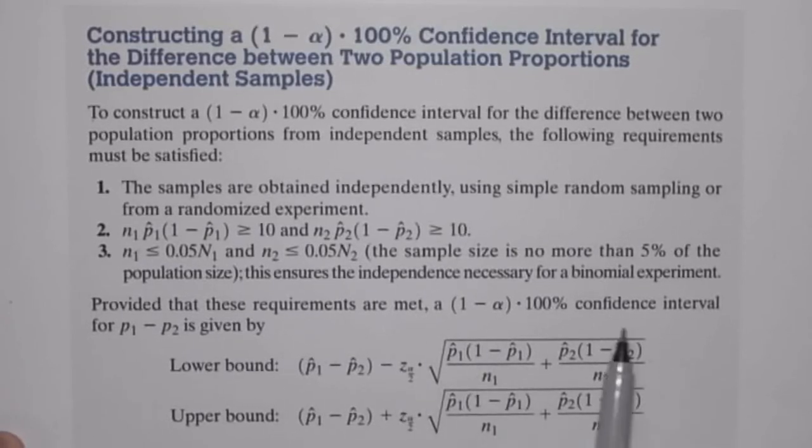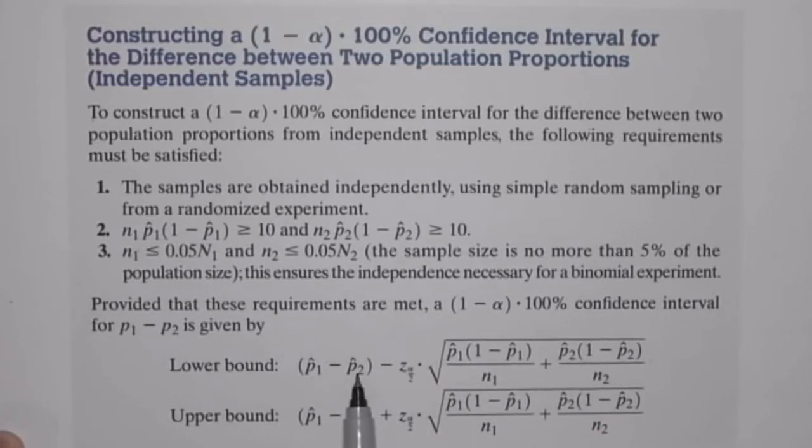What's happening here is this Z sub alpha over 2 is the critical value for the 1 minus alpha times 100% confidence interval, just like when we were doing confidence intervals for a single proportion. And then this is the standard deviation of the p hat 1 minus p hat 2 sampling distribution. In other words, this is the margin of error. So we could say that the margin of error is equal to this Z sub alpha over 2 times the square root of p hat 1 times 1 minus p hat 1 over N1 plus p hat 2 times 1 minus p hat 2 over N2. That's the margin of error.